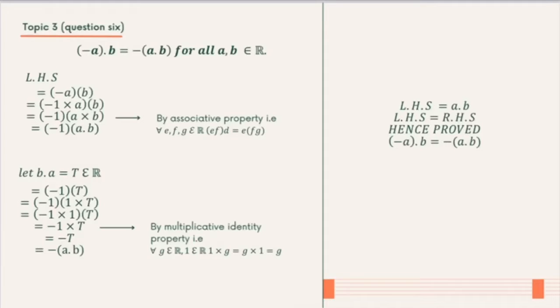So, by the multiplicative identity property, for all g a real number, 1 also is a real number, 1 times g is equal to g times 1, which also equals g. This property says that if we multiply the identity multiplicative element on the left side or right side of any real number, then we get this real number again. So by the proof, we get the left hand side is equal to negative (A times B). Then left hand side is equal to right hand side. Hence, we prove that (negative A) times B is equal to negative (A times B) for all A, B real numbers.